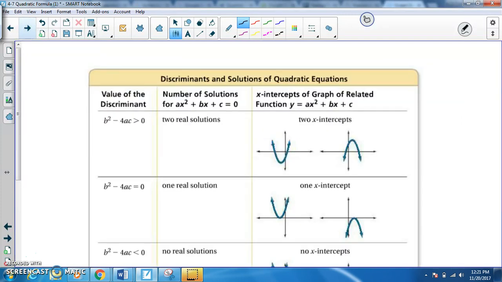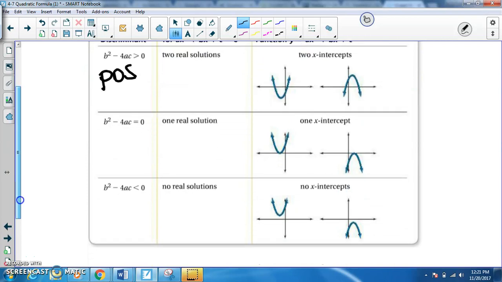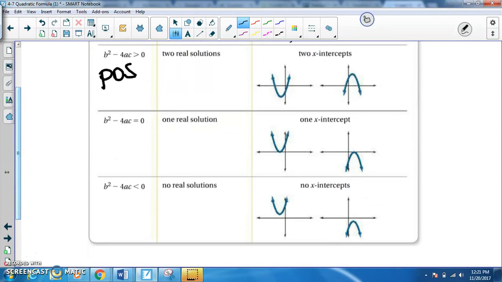If our discriminant is positive, or greater than 0, we have two real solutions, which means we cross our x-axis at two places. If it's equal to 0, we have one solution. If it is negative, or less than 0, we have no solutions, which means we never touch the x-axis. For one solution, this means that our vertex is on our x-axis.